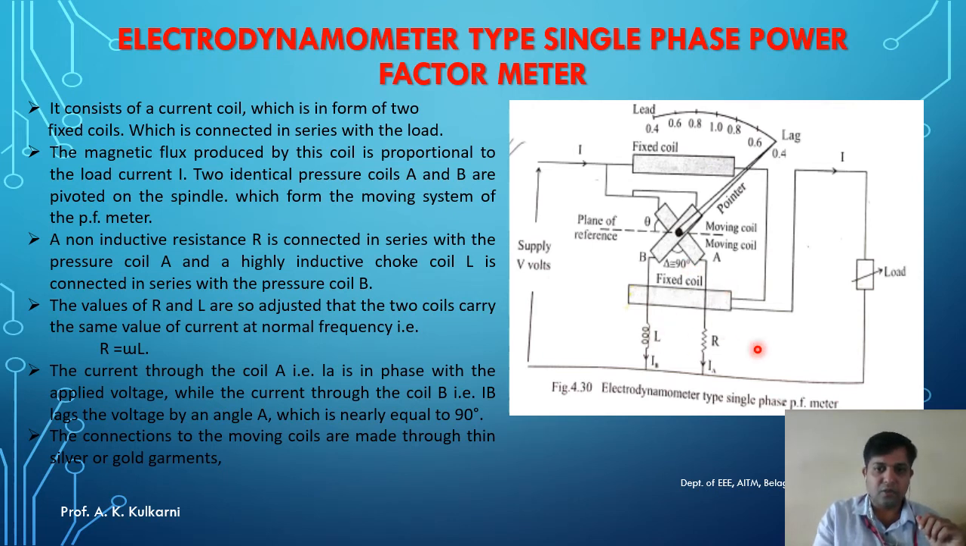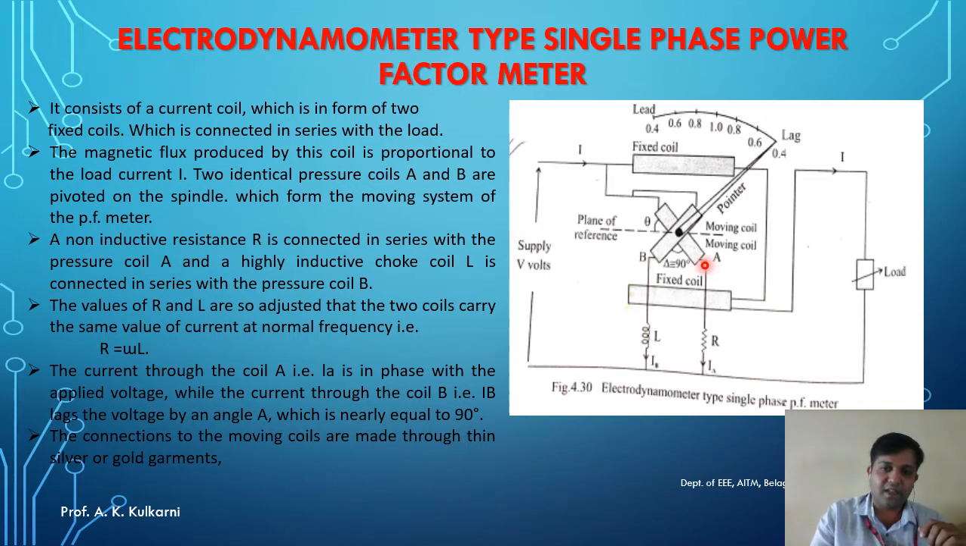Is it clear? With the help of this variable resistance and inductance, we are going to make the flow of current equal in both these coils, with the help of this formula R is equal to omega L. By varying the resistance and inductance values, we can make the current flowing through these two coils equal to each other. The current flowing through coil A, that is IA, is in phase with the applied voltage, while the current flowing through coil B, that is IB, lags the voltage by an angle of 90 degrees. Is it clear?